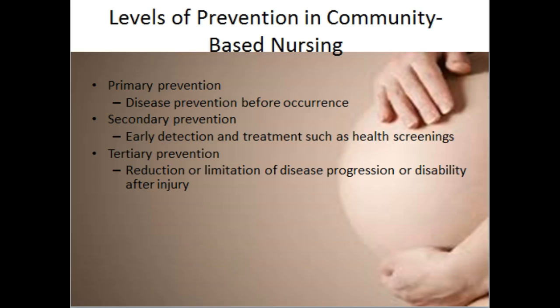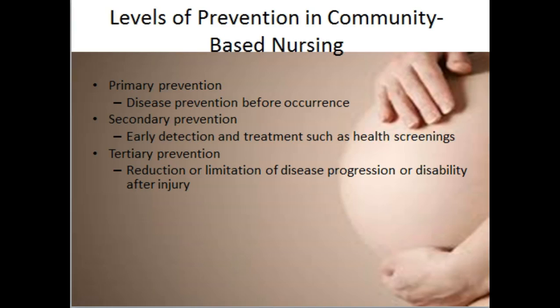Now this is important, and I know you've heard this before, the different levels of prevention in community-based nursing. So we have 3 levels of prevention: primary, secondary, and tertiary. The concept of primary prevention involves preventing the disease or condition before it occurs through health promotion activities, environmental protection, and specific protection against disease or injury.